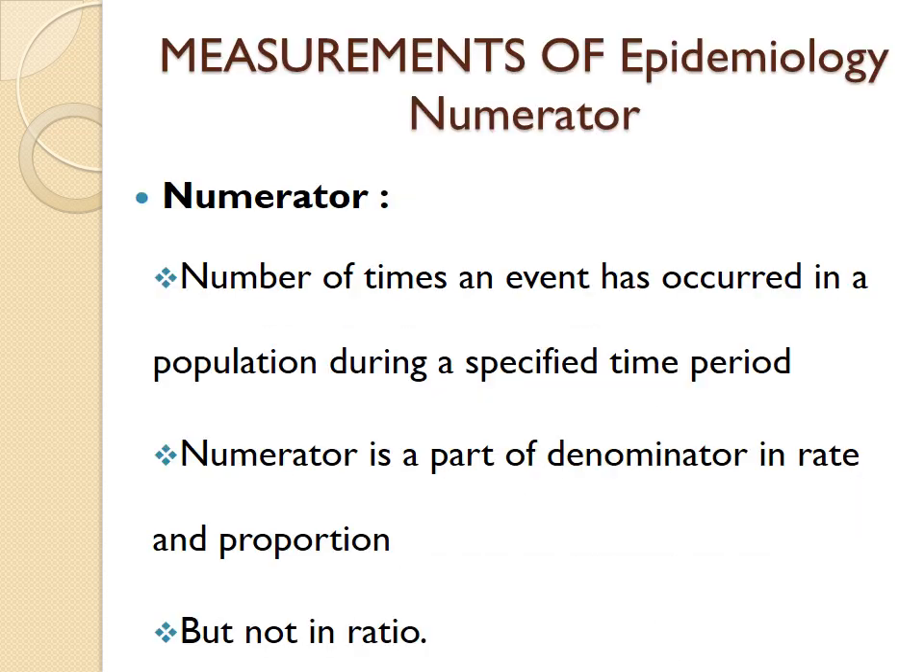So while we are calculating a rate, it must have a numerator, a denominator, time specification and a multiplier. So what is actually a numerator? Numerator is the number of times an event has occurred in a population during a specified time period. And the numerator is a part of the denominator, you can remember, in case of rate and proportion, but not in case of ratio.